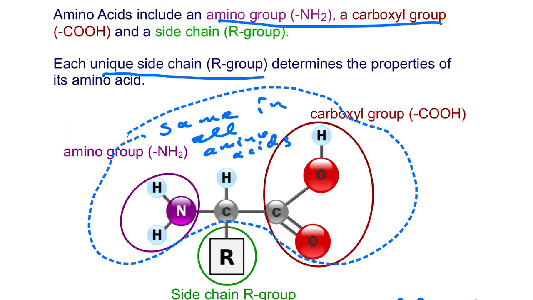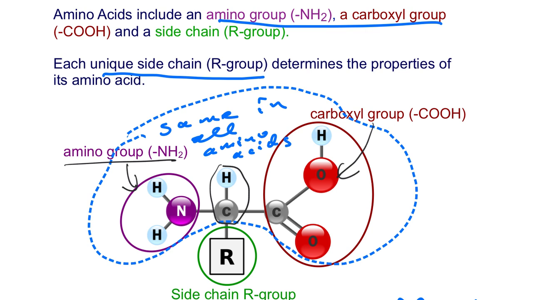Okay, like you had to know the parts of a nucleotide, you're going to have to know the parts of an amino acid. So here are the things I circled that are the same in all 20 amino acids. An amino acid has an amino group, which is NH2 right here. It has a carboxyl group, which is COOH. And they all are hooked to a carbon and a hydrogen.